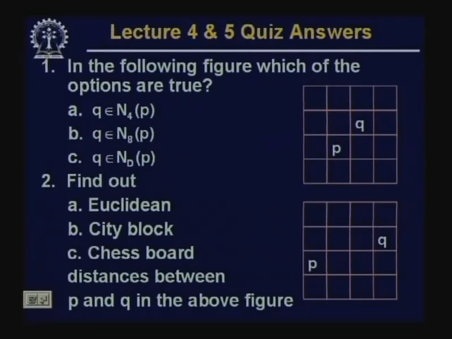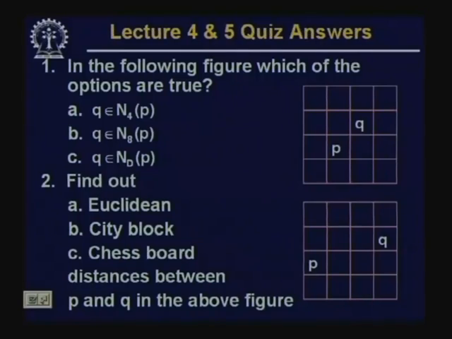Now, here you find that in this particular figure, when you look at the locations of P and Q, the 4 neighbors of P are the 2 points which are vertically upward and downward, and the 2 points which are horizontally to the left and to the right. But the point Q is in the diagonally upward direction of point P.